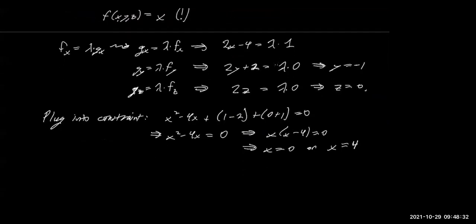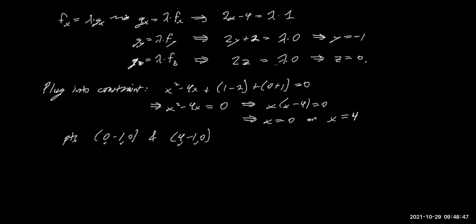So the points, I guess, are 0, minus 1, 0, and 4, minus 1, 0. But if we're just finding the maximum x value, then we're just looking at the x values, right? So this is our max, and this is our min. Yeah, so it turns out that this is a sphere.